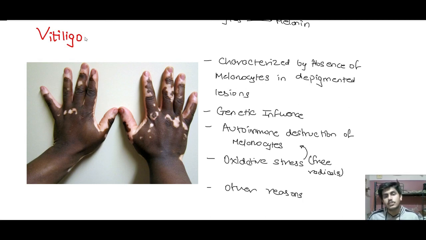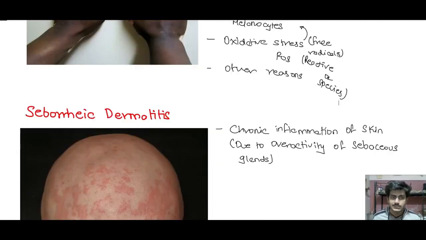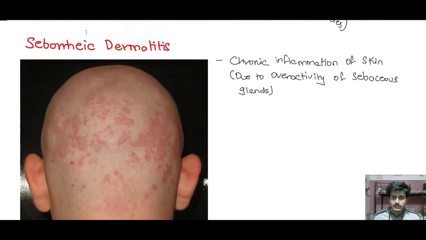So it could occur due to the genetic influence or the autoimmune destructions of the melanocytes, which could occur either due to the oxidative stress, which is by the ROS, that is due to the reactive oxygen species, and it could also cause due to some other reasons. और जो लास्ट कंडीशन हम डिस्कस करेंगे it is the seborrheic dermatitis.